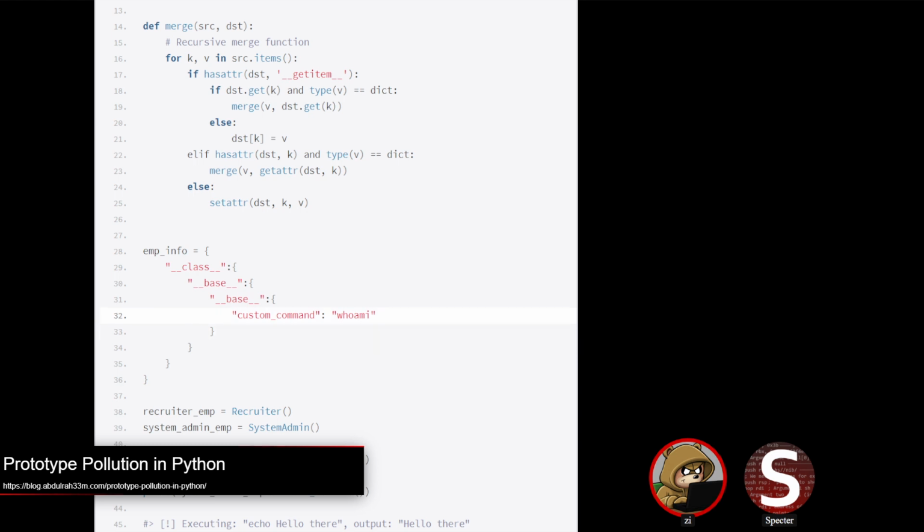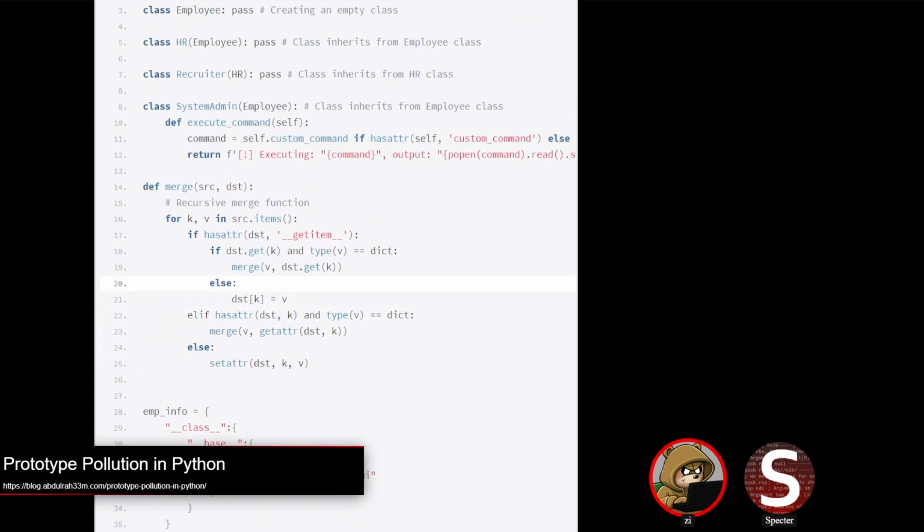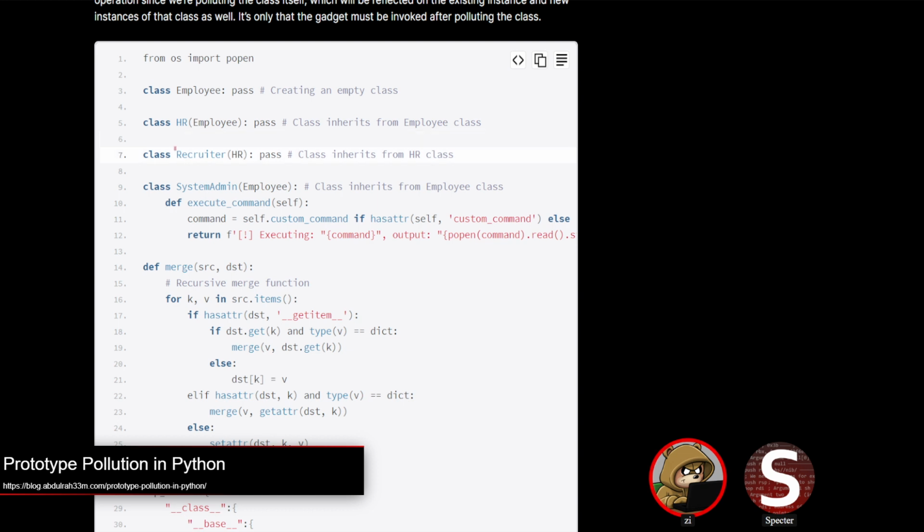And one of the examples that they use here is they have a class recruiter.